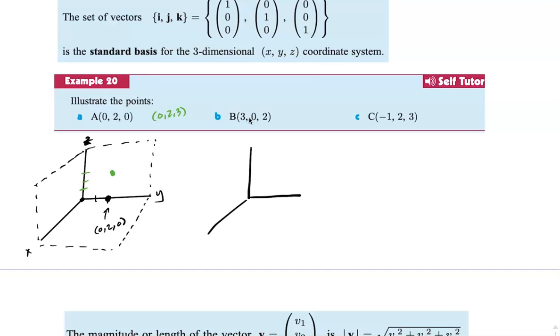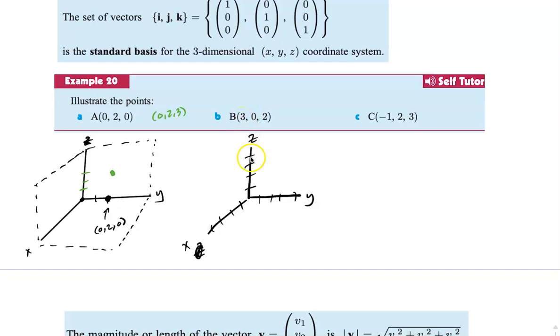I'm not going to draw the whole box anymore. Don't need it. Y, Z. Ooh, sorry, that's X. And then Z. 1, 2, 3, 4. 1, 2, 3, 4. 1, 2, 3, 4. Okay. So it's probably a little more complicated this time.